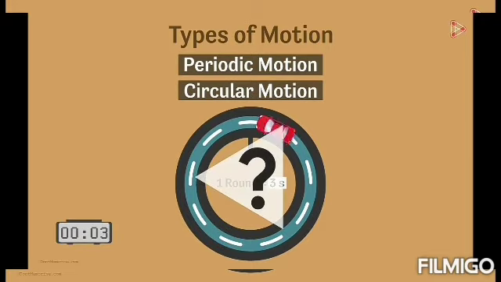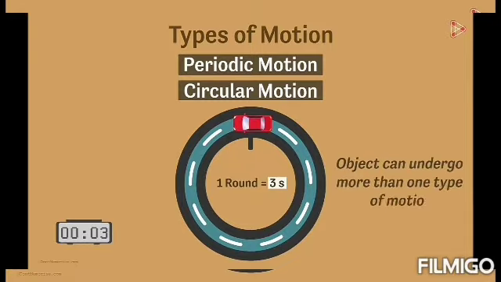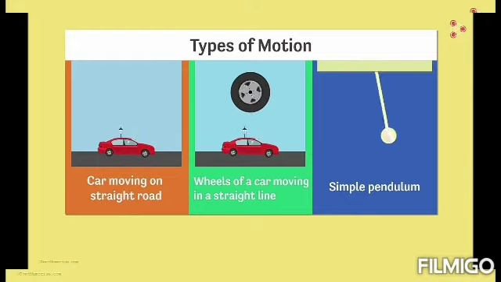What can you conclude about this example? We can say that an object can undergo more than one type of motion at the same time. Here are a few examples of motion in our everyday life. Go through them and tell me what kind of motion each one of them represents. Note that one example can also have more than one type of motion.